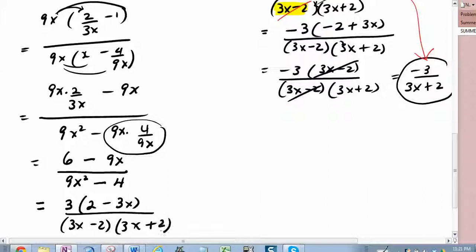And when I look, I realize that my 2 minus 3x is simply obtained by doing negative 1 times 3x minus 2. So these quantities are negatives of each other. So I can cancel, putting a negative 1 on the top, and I'm going to end up with the same answer.